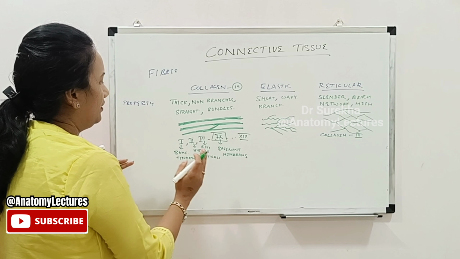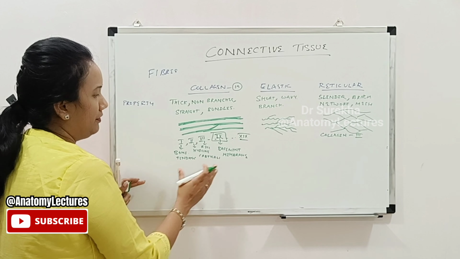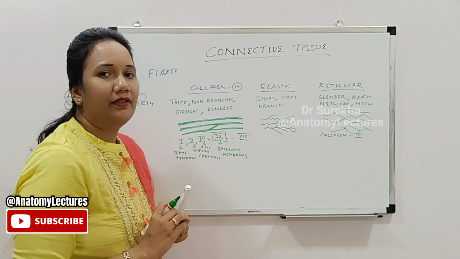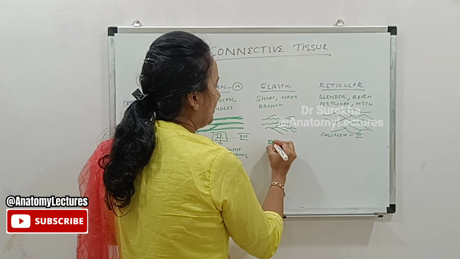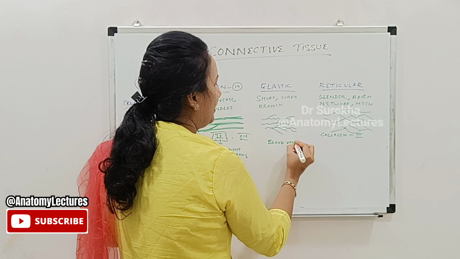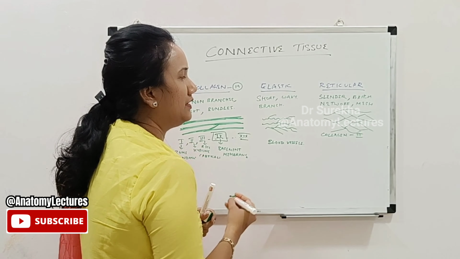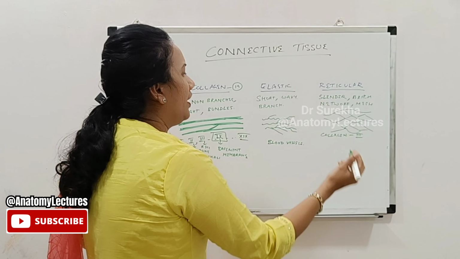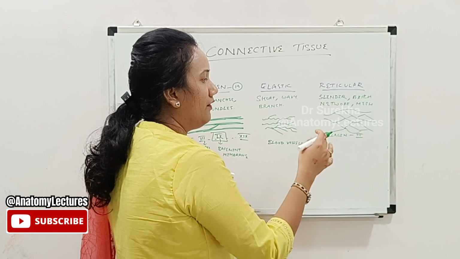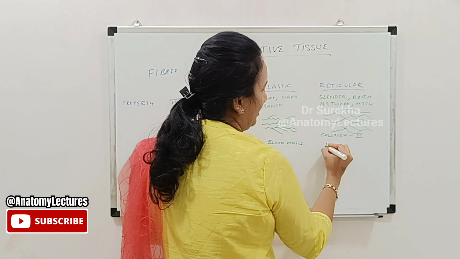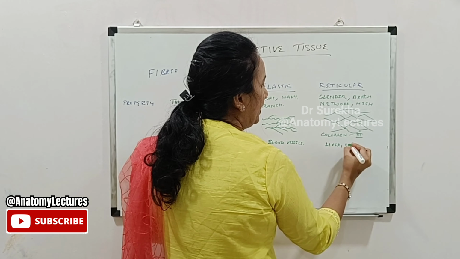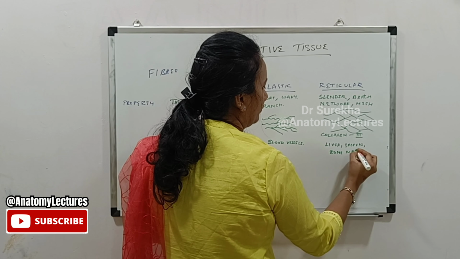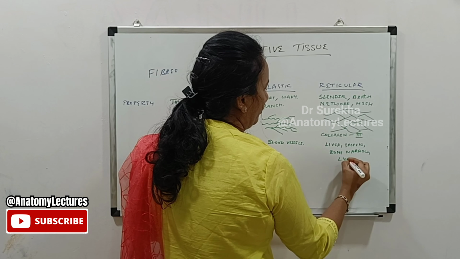So where are they actually present? Elastic fibers are present in the blood vessels where elasticity is required. They are mostly present in the blood vessels where elasticity would be required. And reticular fibers form the skeletal framework for certain organs like the liver, spleen, bone marrow, and the lymph node.